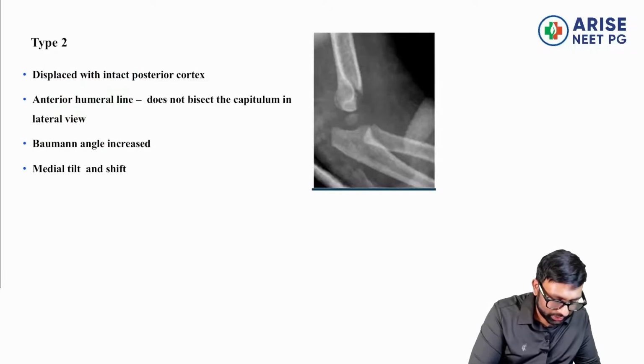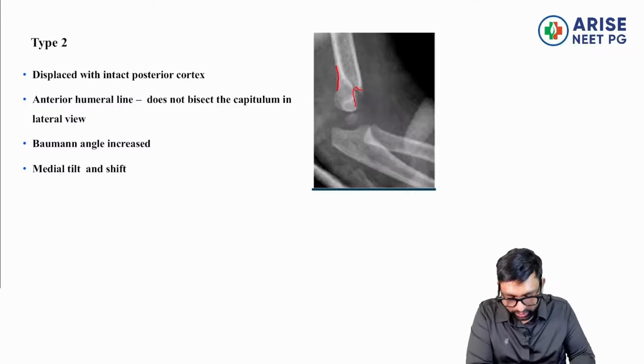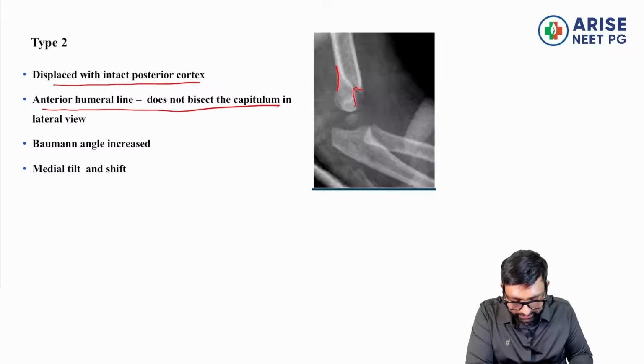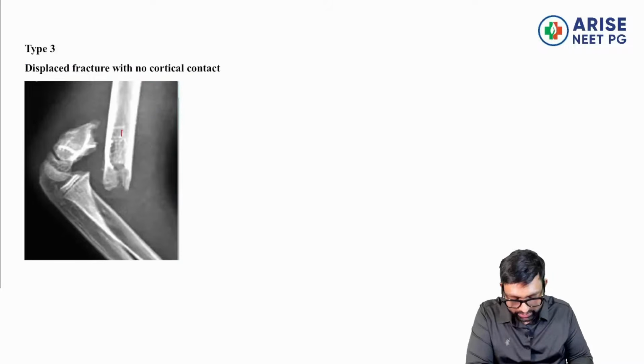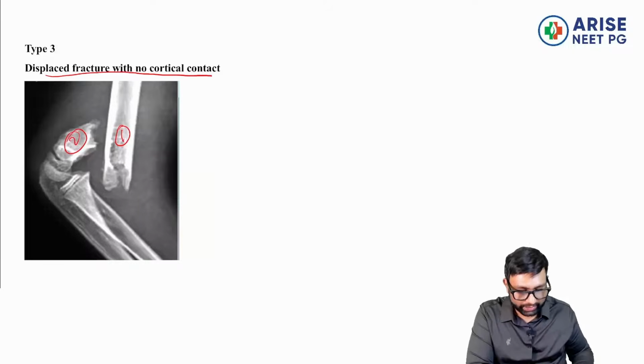In type 2, what you're seeing is there is a break in the fracture, but the posterior cortex is still intact. So displaced with intact posterior cortex, the anterior humeral line does not bisect the capitulum in the lateral view. Baumann's angle is increased. There is a medial tilt and shift. In type 3, you can notice this is one fragment, this is another fragment. So displaced fracture with no cortical contact at all.